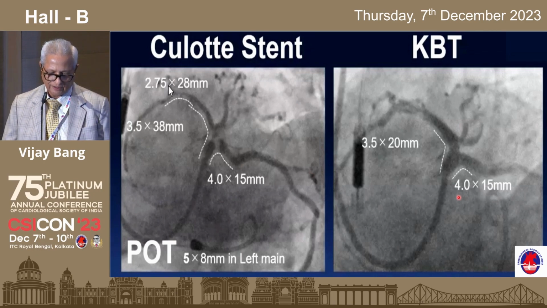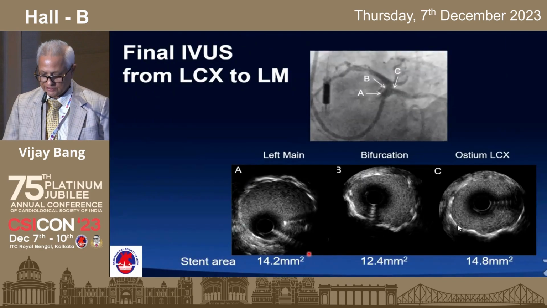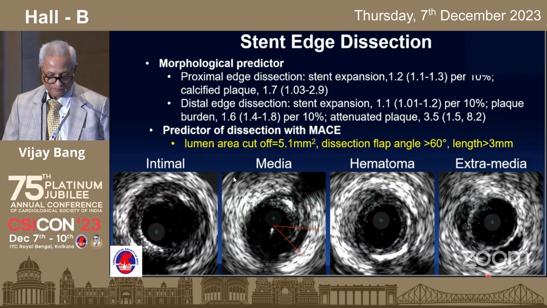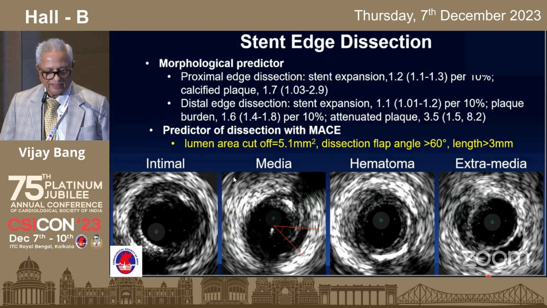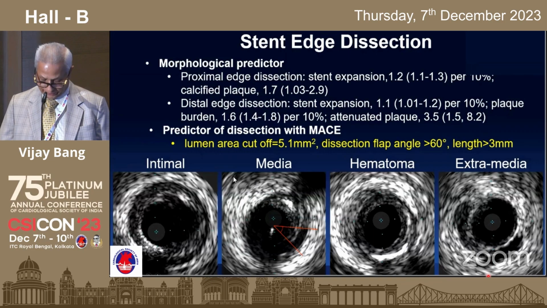You can see a very clear lumen, with the LCX dimension more than 12 and the L6 dimension 14.8 millimeter exactly. So we can have edge dissection. If it is only intimal, we don't need to do anything. If it is deep in the media and the angle is more than 60 degrees, then of course we need to consider it. And then of course this can lead to hematoma or even extramedial hematoma.